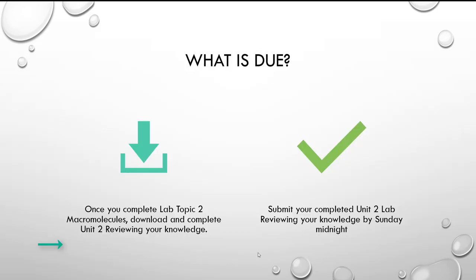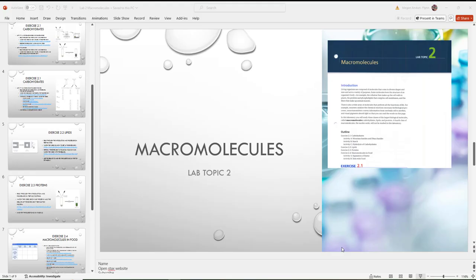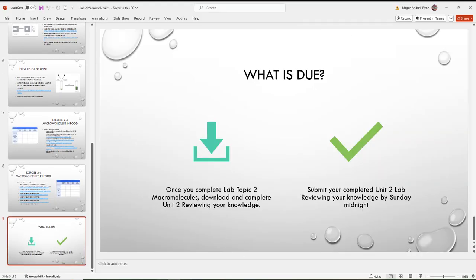All right. So once you've completed the lab in its entirety and you've answered all the questions in the lab manual, using the videos and the supplement and everything, then you're going to download and complete the Unit 2 Reviewing Your Knowledge. Okay, so let me back out of this and let's go back to Moodle.